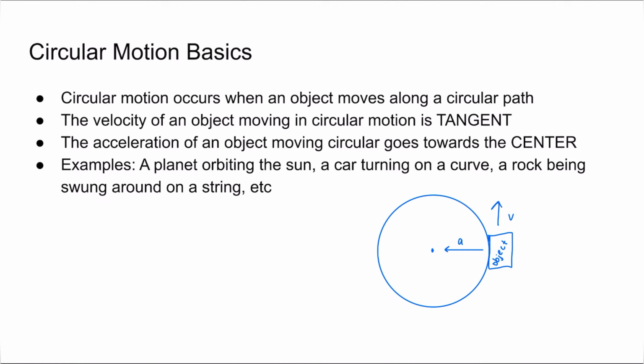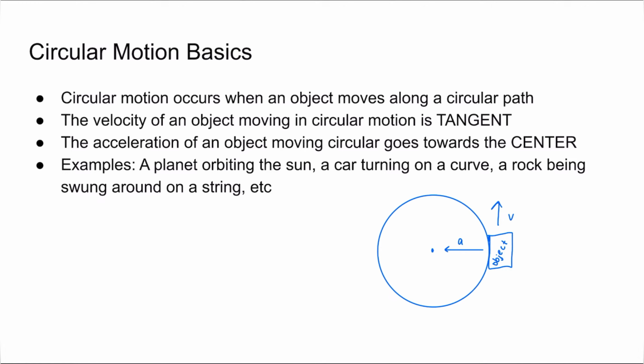Circular motion occurs when an object moves along a circular path, and the velocity of an object moving in circular motion is tangent. I drew this out, so imagine this object here is moving counterclockwise. Its velocity would be directed up north because that is tangent to how it's currently moving. But the acceleration of that object, which is moving in a circle, goes towards the center of the circle.